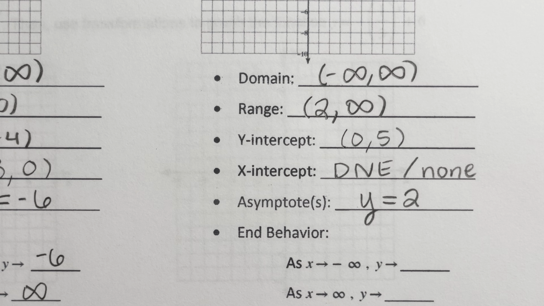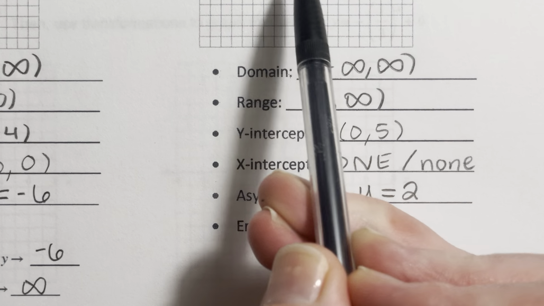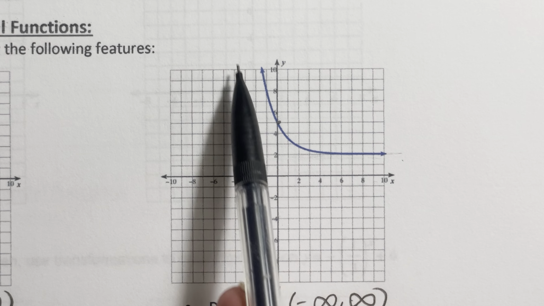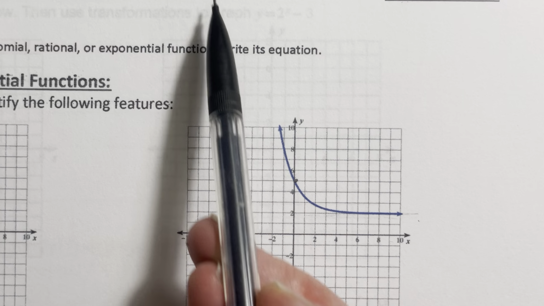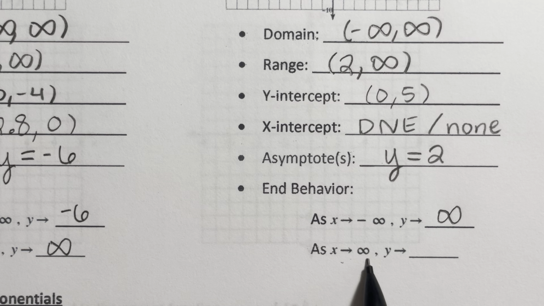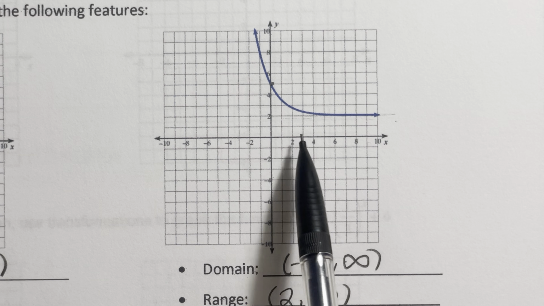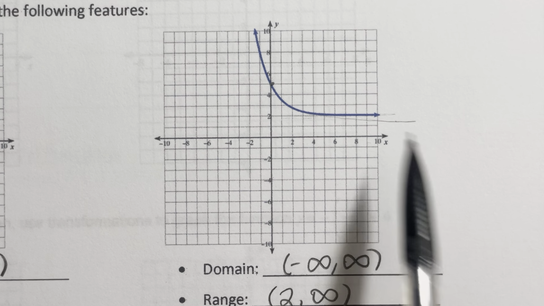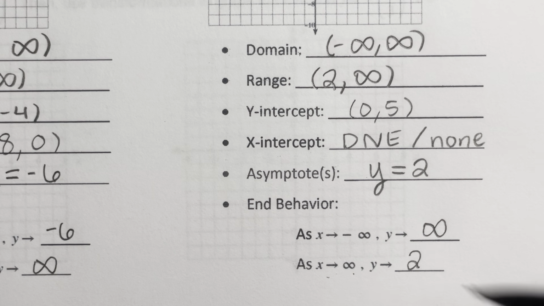The end behavior is looking at what the function is doing on the ends. So as x goes to negative infinity to the left, this function is going to keep going up and up and up. So it's approaching positive infinity. On the right, as x goes to positive infinity, the function is approaching the value of 2. So y is approaching 2.